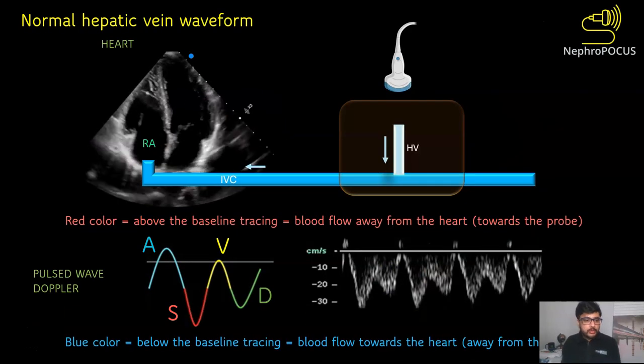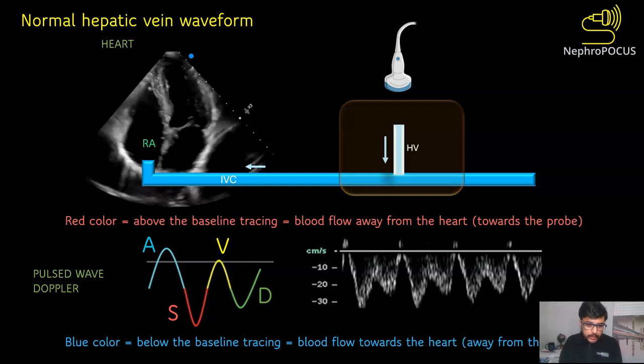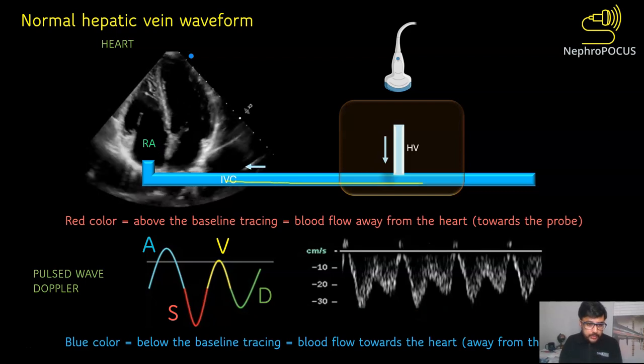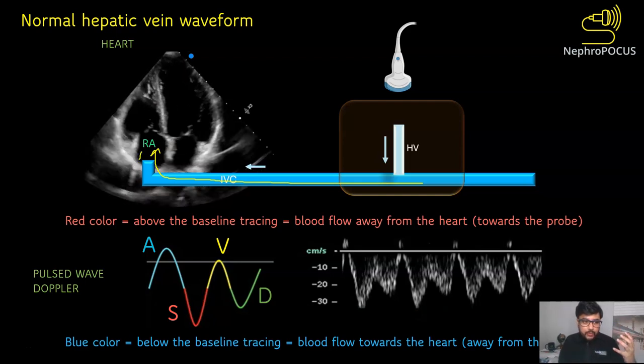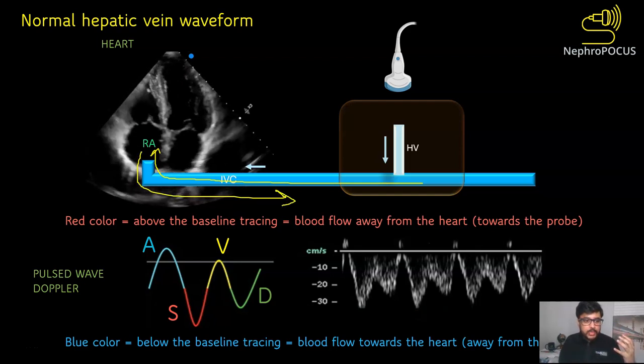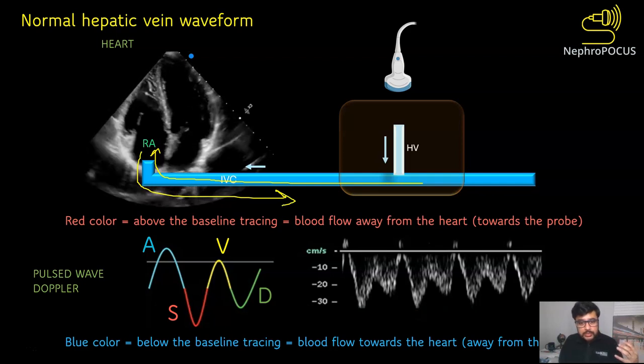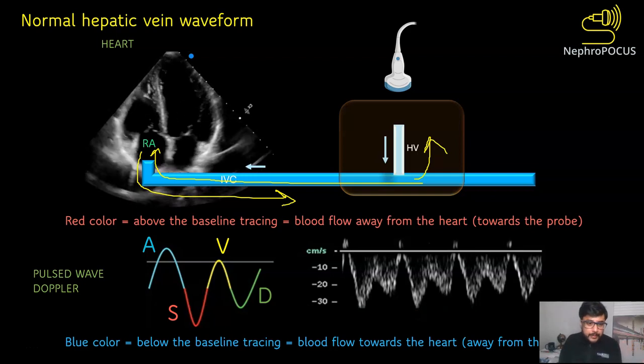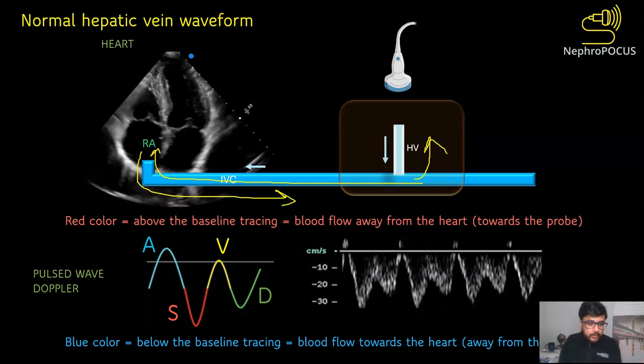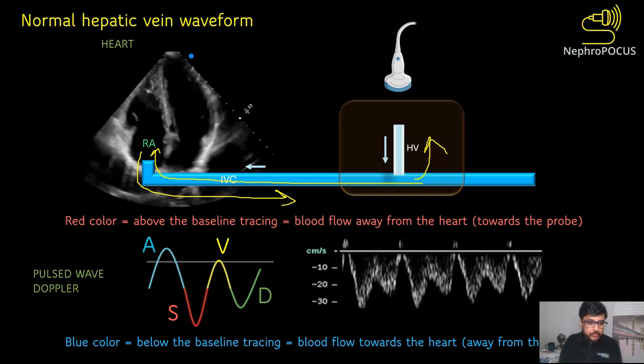So let's look at the individual waveforms now. How does a normal hepatic vein waveform appear on pulsed wave Doppler? IVC is here and it's going into the right atrium. So we are primarily looking at the backward effects of the right atrium, right? If the right atrial pressure is elevated, it's going to go backwards into the IVC, into all those organs, and obviously into the liver through the hepatic vein. And you have distinct waveforms in the hepatic vein waveform, which are A, S, V, and D.